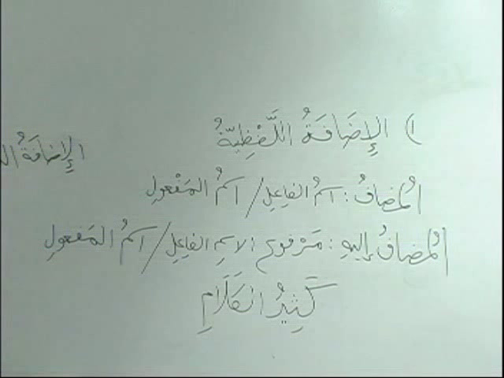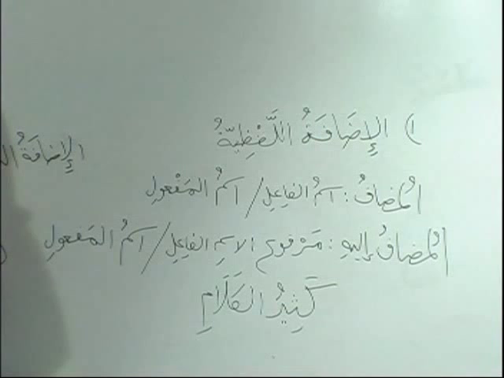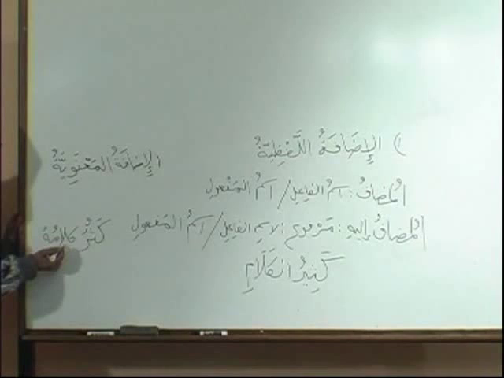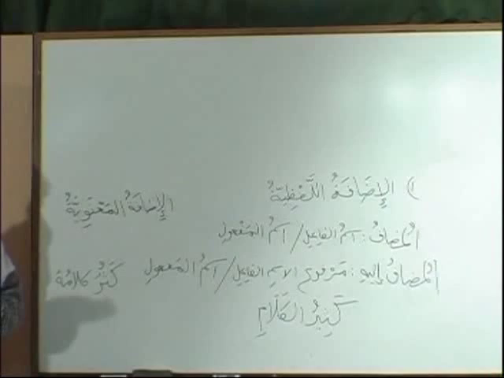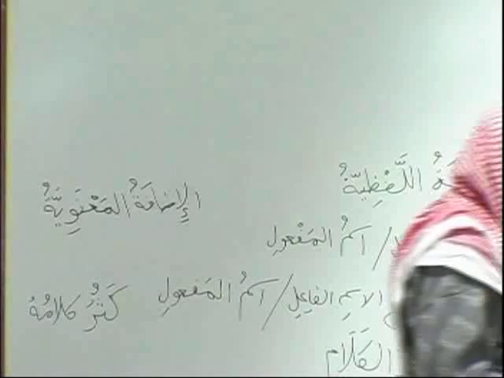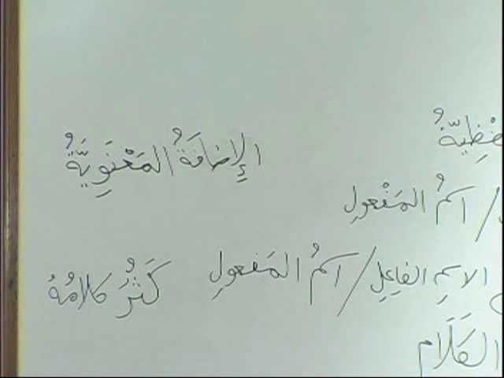Because if you say Kathura Kalamuhu, his talk was much. He talked much. Kalamuhu is the fa'il of Kathura. Kathura Kalamuhu, his talk was long. So when I say Kathirul Kalami, Al-Kalam is mudaf ilayh, majroor, but actually, in the sense, it is its fa'il.